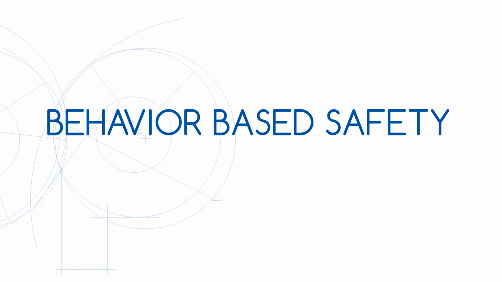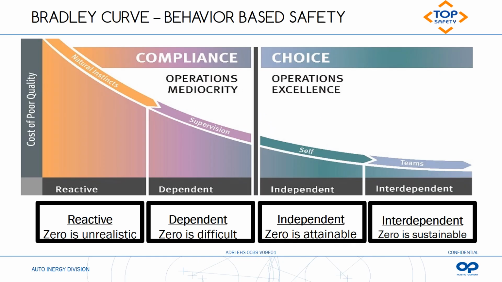Behavior-based safety. This is an example of the Bradley curve. This is posted out on the safety wall. It shows 4 different phases: reactive, dependent, independent, and interdependent. Where do you want to be? Where do you think we are? Where do you think we should be?